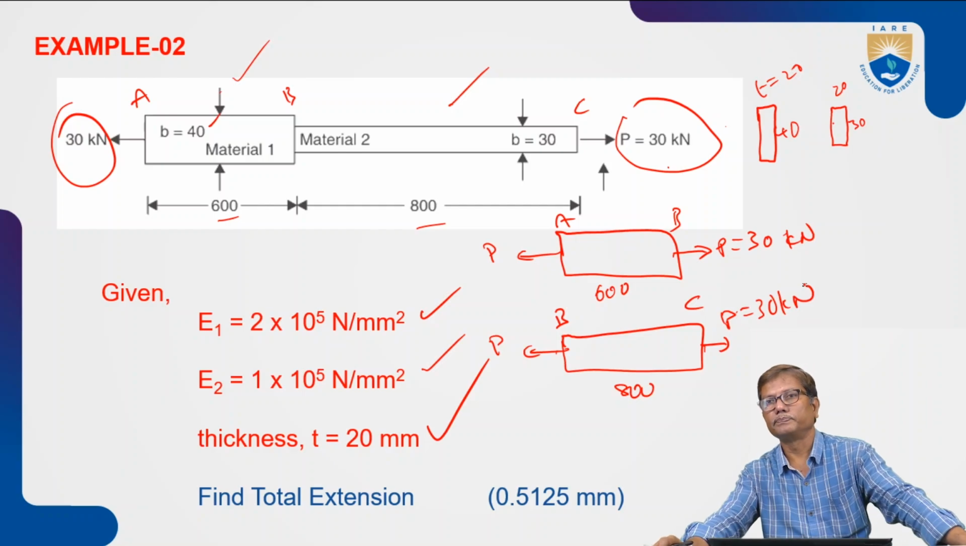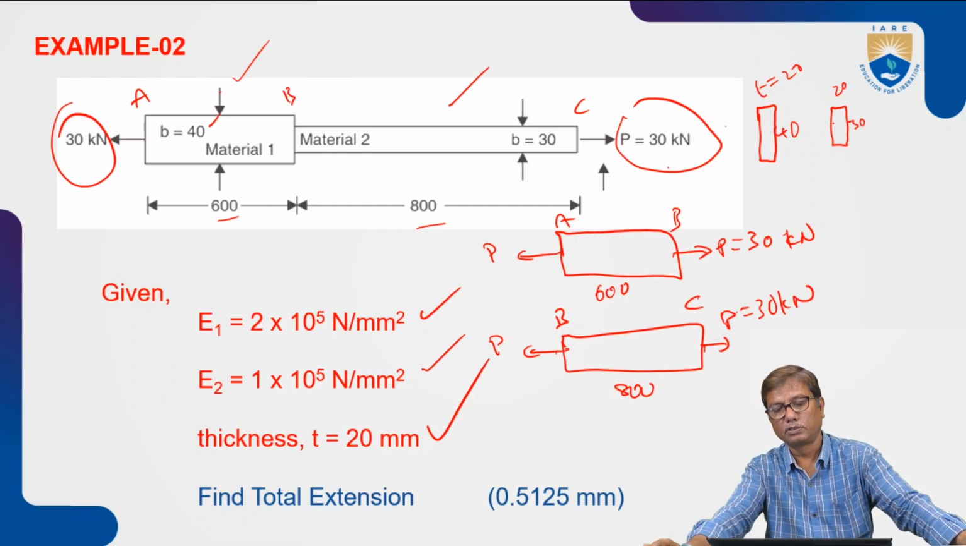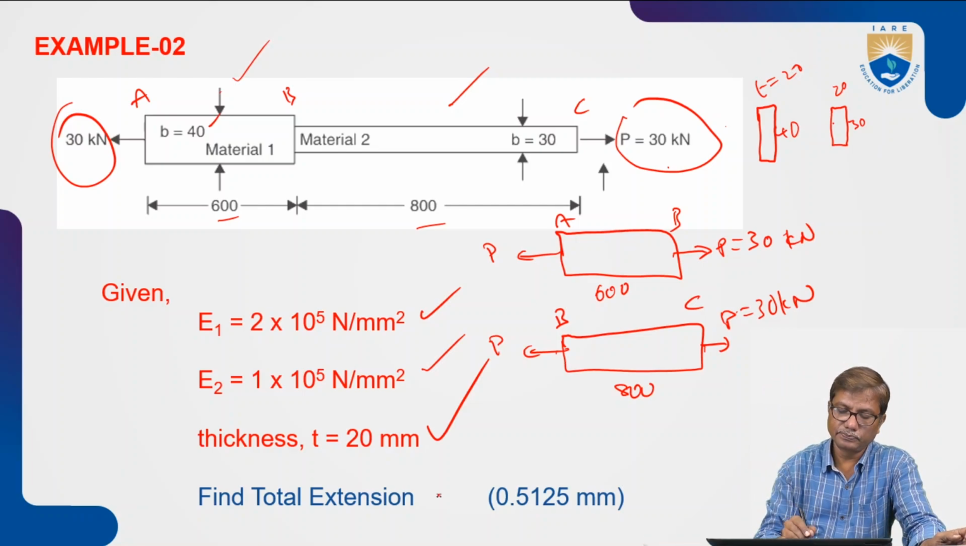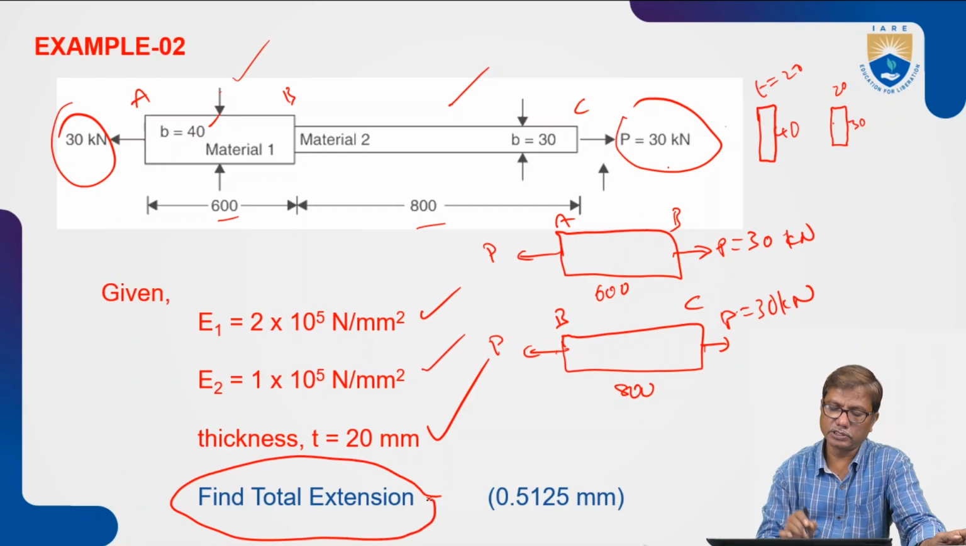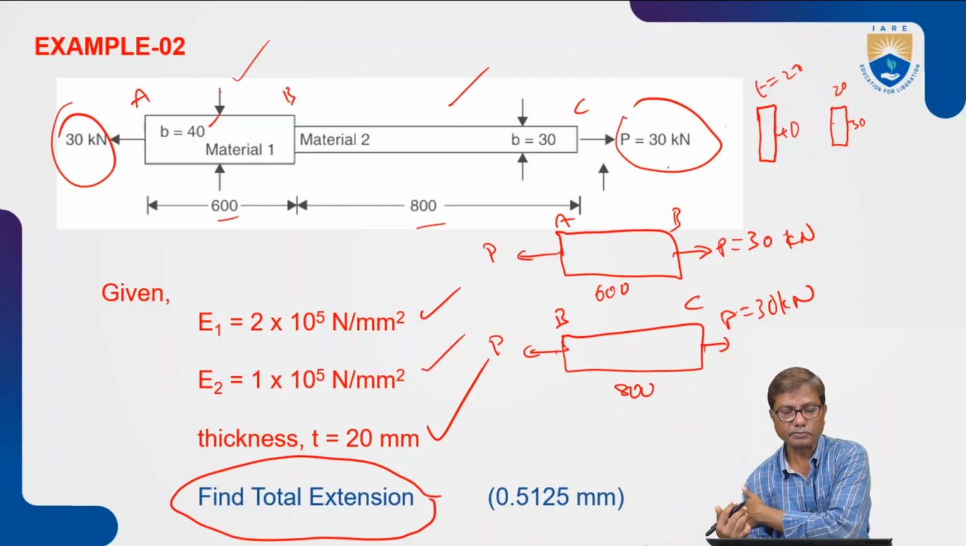Pull acting is same, axial pull. Okay. So how to find? What you need to find? The total extension of the member.